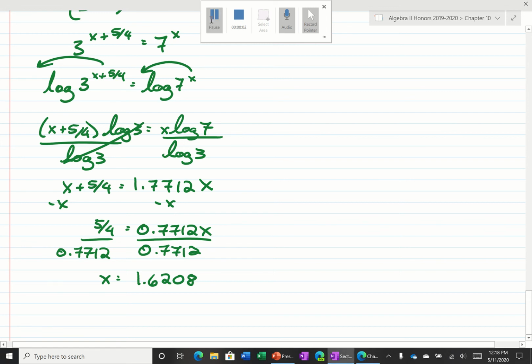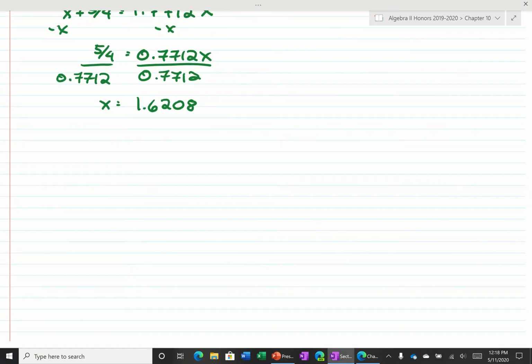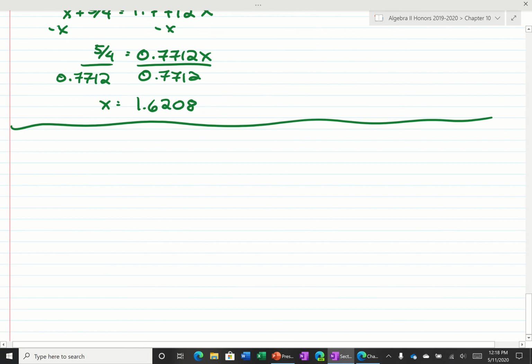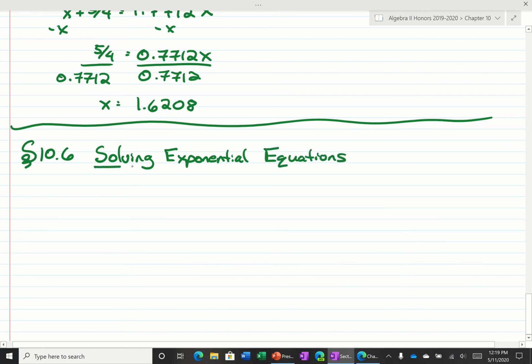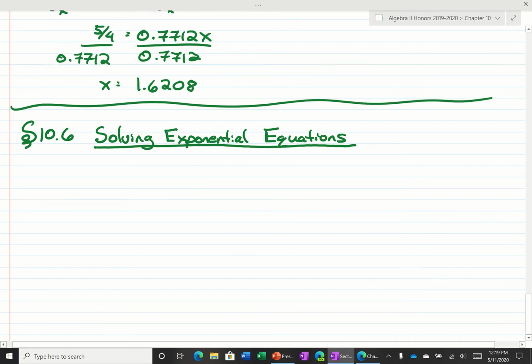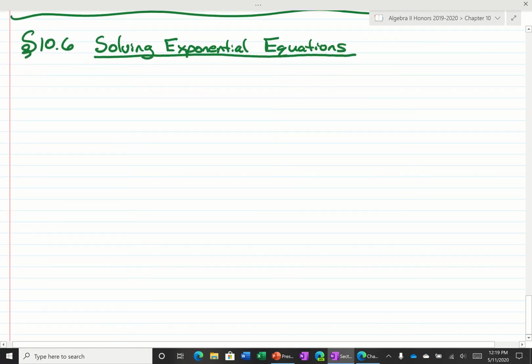Alright, welcome back. Today we're going to be continuing on with our discussion of logs. So we're still on section 10.6. Now we are going to be solving exponential equations. And there's a few things I wanted to discuss today.